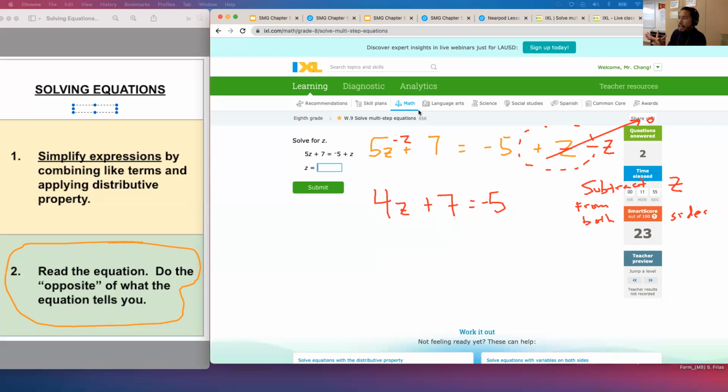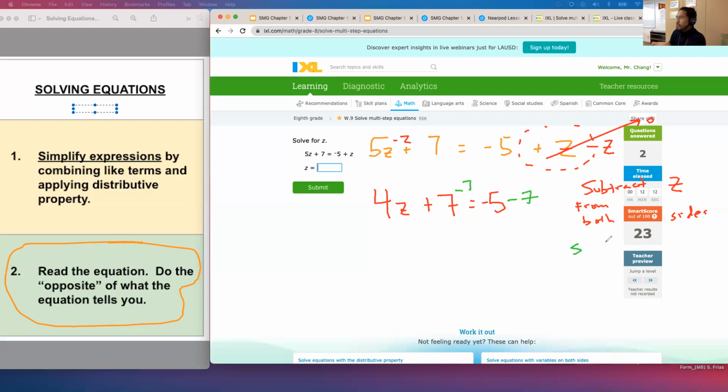Now, I read that equation. 4z plus 7 equals negative 5. It's telling me to add 7 to 4z. And so I'm going to do the opposite of that. Instead of adding 7 to 4z, I'm going to subtract 7 from both sides.